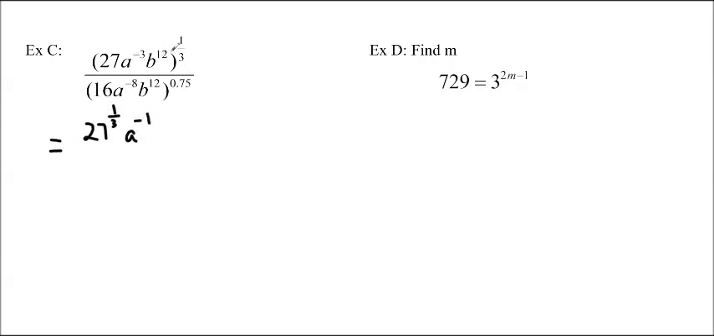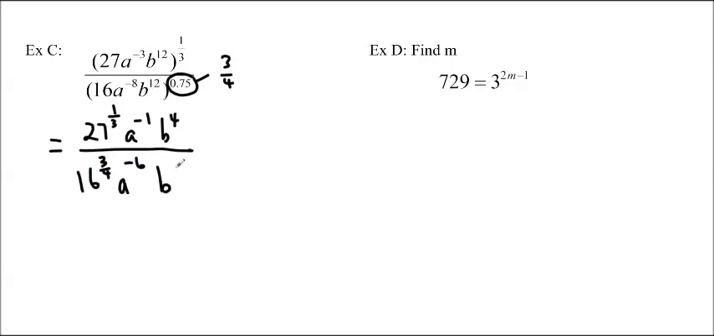Negative 1, 12 times 1 over 3 is b to the 4. And in the bottom we'll do the same, so it's going to be 16. And I'm actually going to convert this to be a fraction, which is 3 over 4. So 16 to the 3 over 4, a to the negative 6, b to the 3 times 3 is 9. Okay, and just like before, we're going to collect the like terms for the a's and the b's, and with the numbers I'm going to evaluate them.